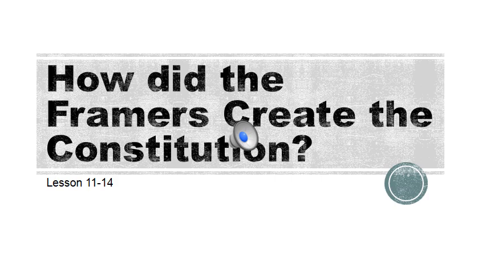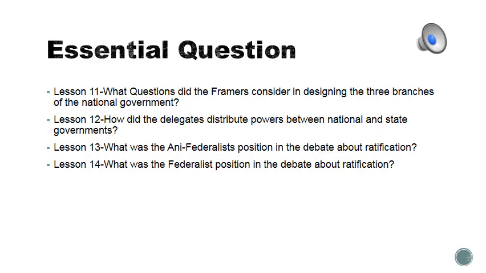This week we're going to be looking at how did the framers create the Constitution, lessons 11 through 14. Essential question, lesson 11: What questions do the framers consider in designing the three branches of the national government? Lesson 12: How did the delegates distribute power between national and state governments? Lesson 13: What was the Anti-Federalist position in the debate about ratification? And lesson 14: What were the Federalist positions in the debate about ratification?